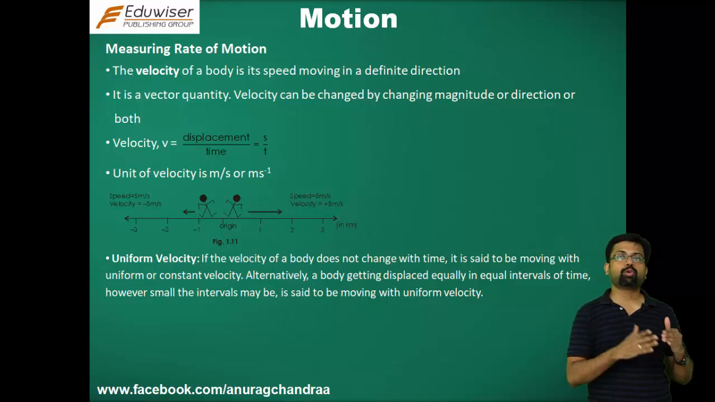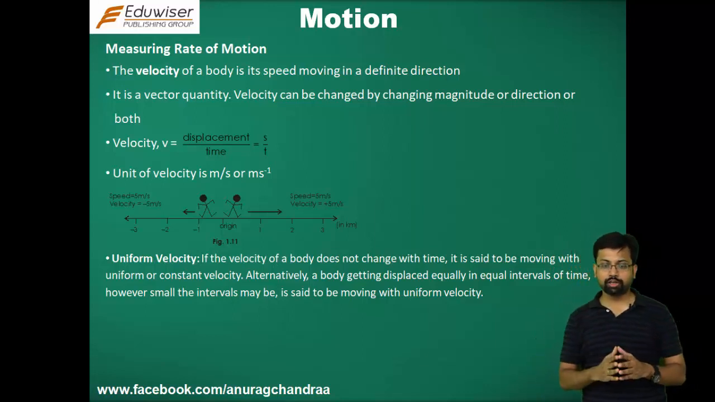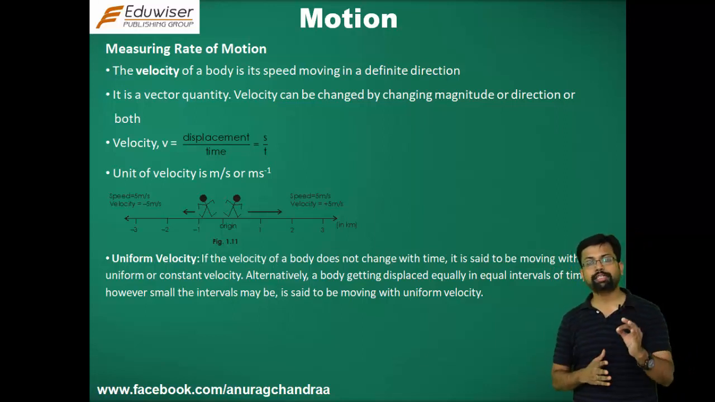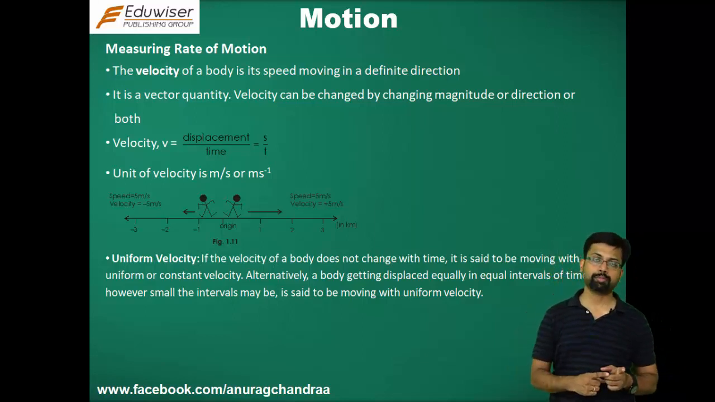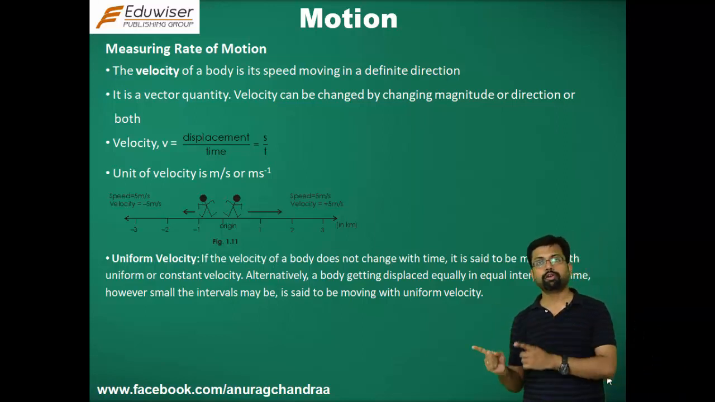If that was speed, what is velocity? Velocity of a body is the speed moving in a definite direction. Just as in the case of distance and displacement, you have speed and velocity.